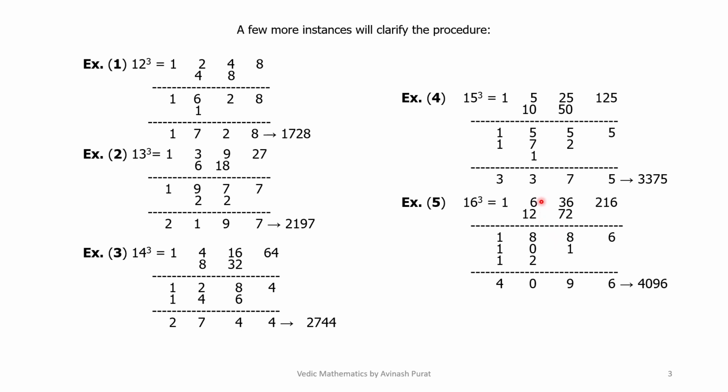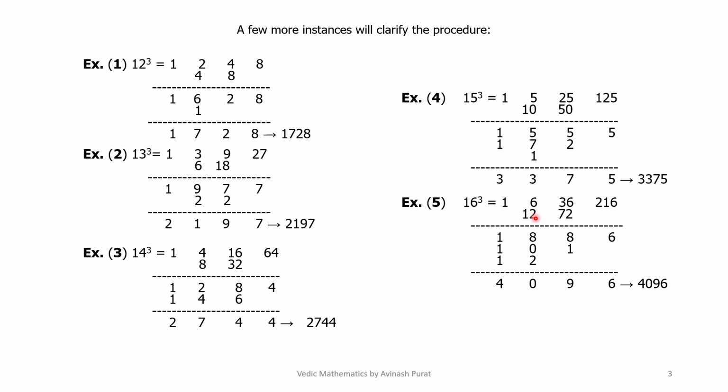Second digit 6 multiplied by 2 is 12 and third digit 36 multiplied by 2 is 72. Now we take down the figures. Now 216, 6 is written down, 1 is taken to the left and 2 is taken further to the left. 36 plus 72, that is 108, 8 is written down, 0 is taken to the left and 1 is taken further to the left.